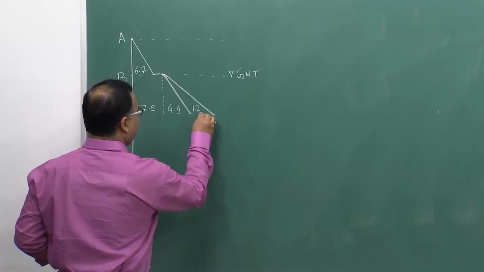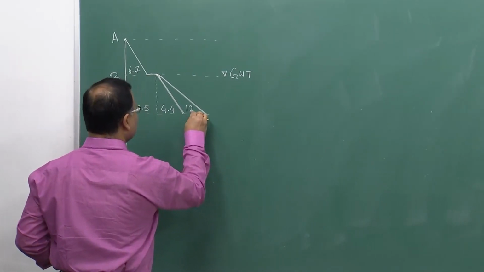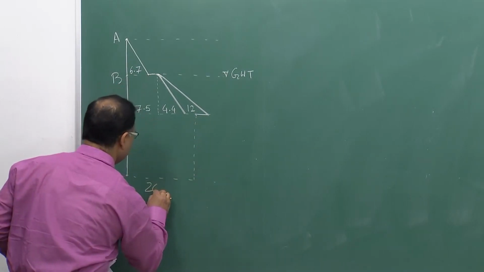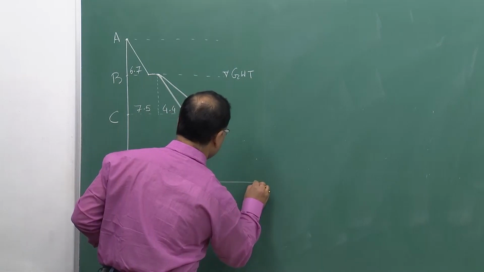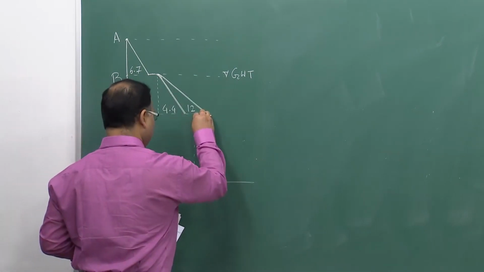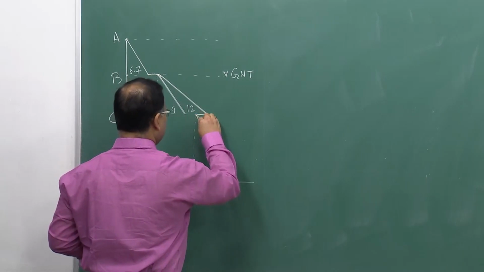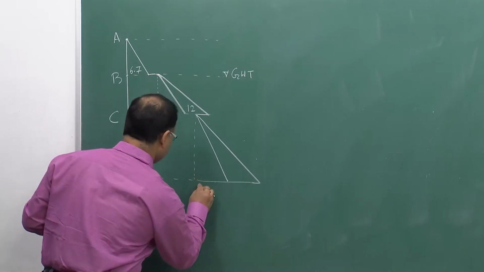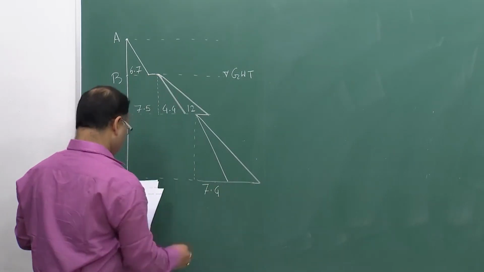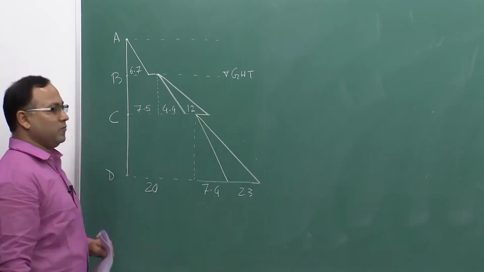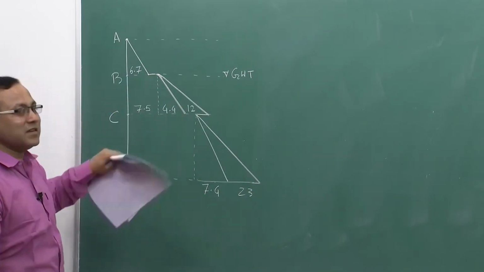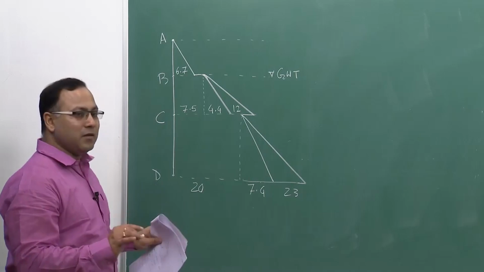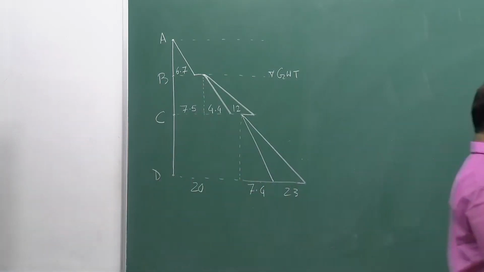So, say this is point 20. Now, from there you are getting this and you are getting this. So, this is your 7.4 and this is your 23. Okay. So, this is the distribution of active earth pressure. So, please be careful when you are solving this type of problem.